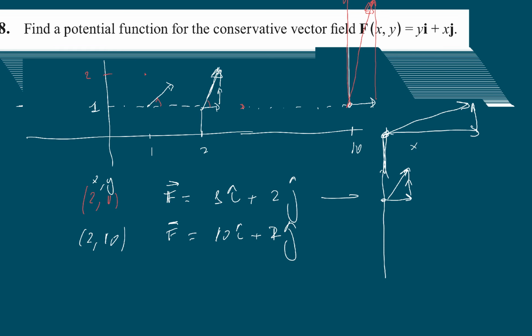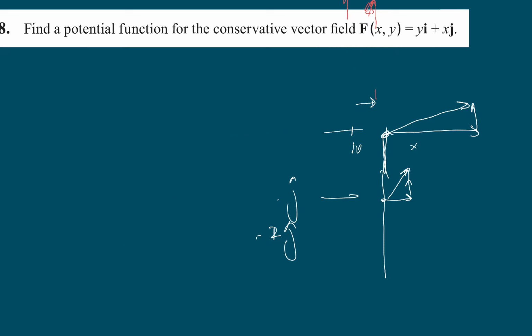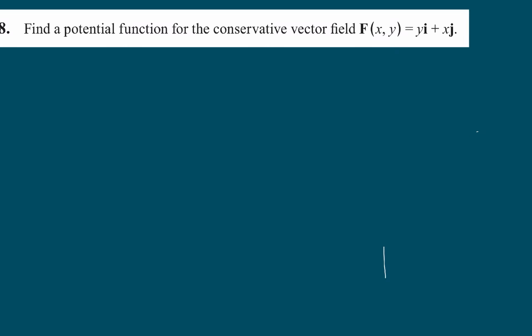In the previous problem, we had the potential and we found the vector field. Now we have the vector field and we need to find the potential. So to find the potential, the problem says the vector field is conservative. It means that if it's conservative, the potential exists. So let's go find it. The vector field is equal to the gradient of the potential.